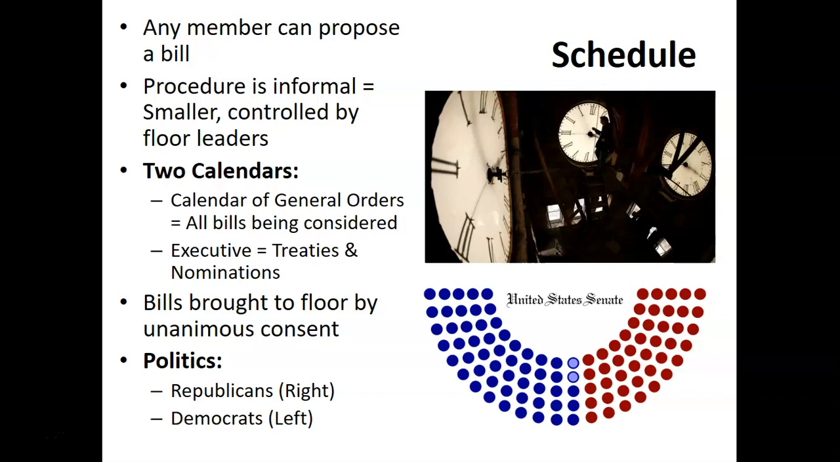Now, politically, we know our system is primarily a two-party system, and just like in the House of Representatives, you have the Republicans on the right and the Democrats on the left. And you can kind of see this in the picture on the lower right-hand corner, with the Republicans in red on the right, the Democrats in blue on the left.